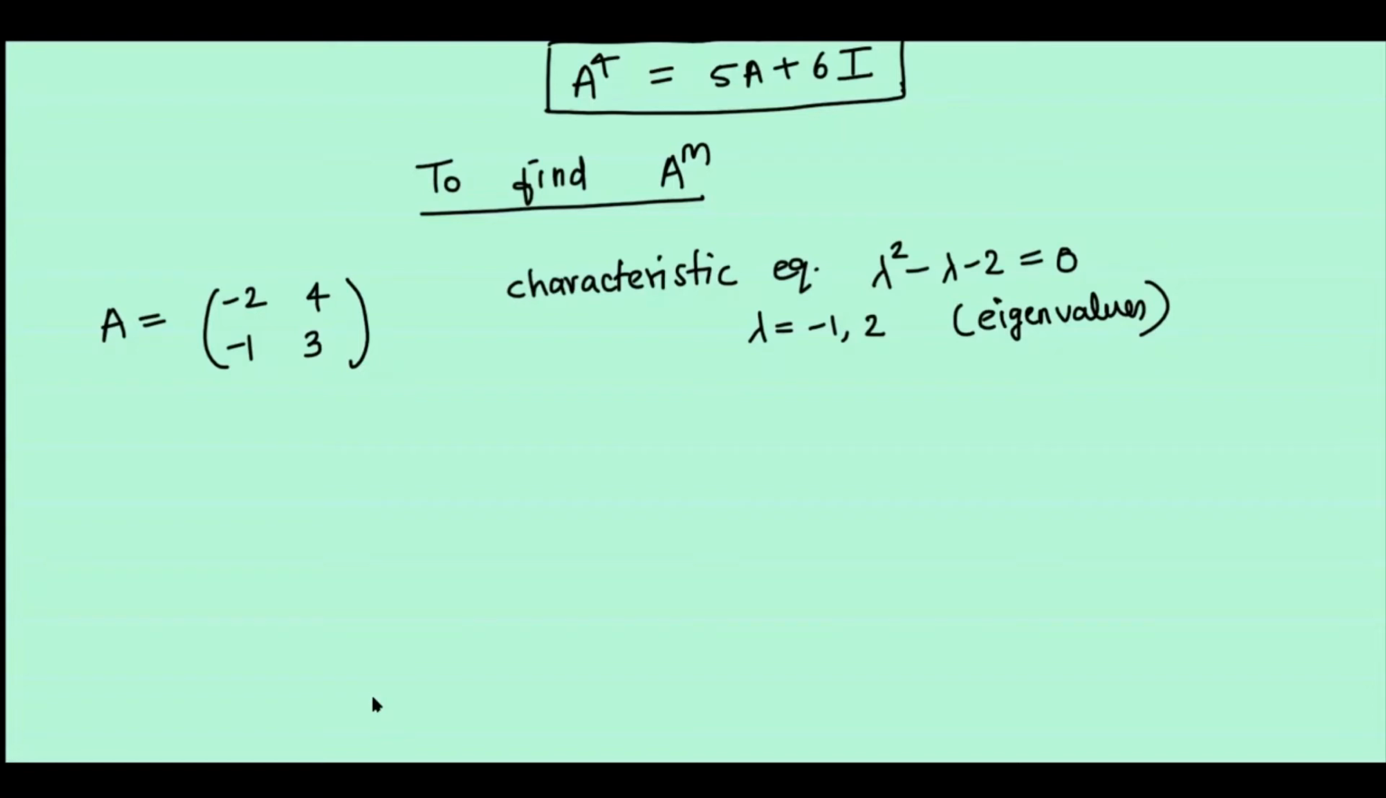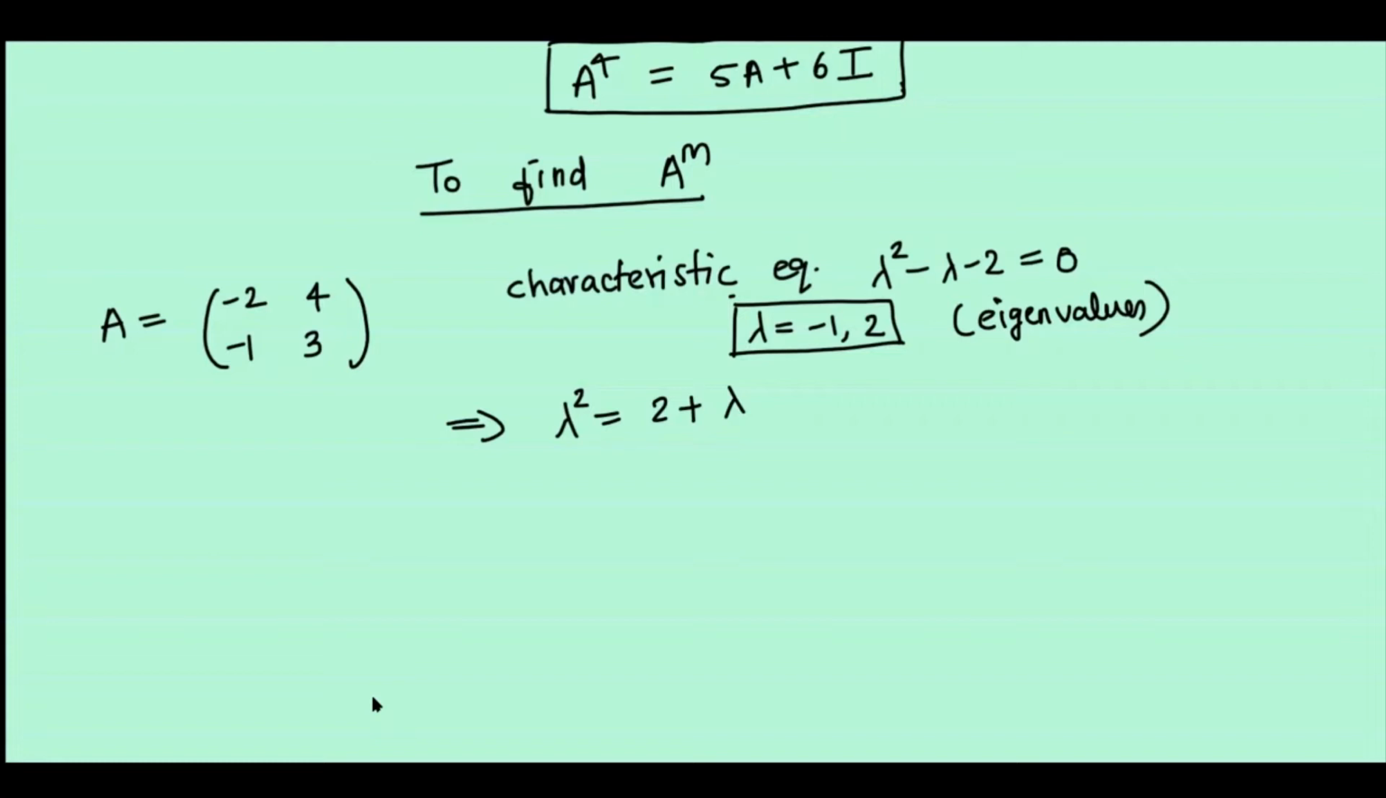As we have found the characteristic equation just now, we got the equation as lambda square minus lambda minus 2 equal to 0. And from here, if we find the eigenvalues, they are minus 1 and 2. So these are the eigenvalues. From the characteristic equation I can write lambda square equal to 2 plus lambda. So lambda square is written as a combination of lambda and a constant.